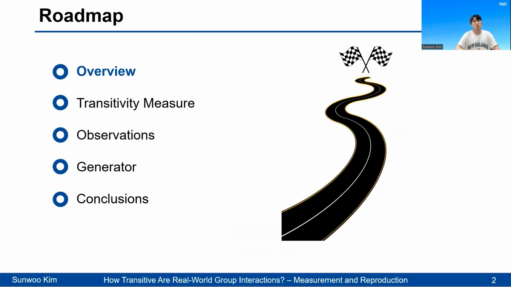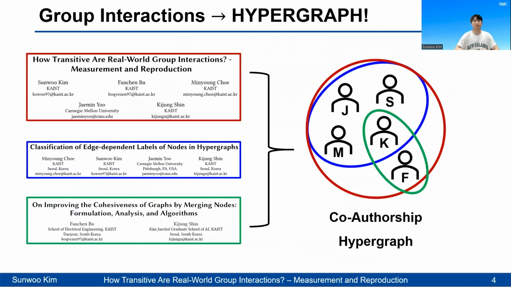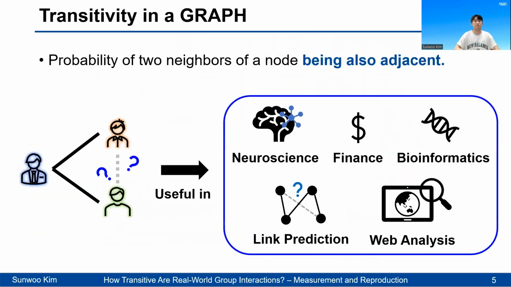I would like to first give an overview of our work. Group interactions are everywhere around us. Examples are group chatting on social media, co-authorship of researchers, interactions of proteins, and emails. These group interactions can be represented as a hypergraph. Here, the researchers' co-authorship shown in the left-hand side figure can be represented in the right-hand side hypergraph, where nodes indicate the researchers and hyperedges indicate the group of researchers who co-authored publications.